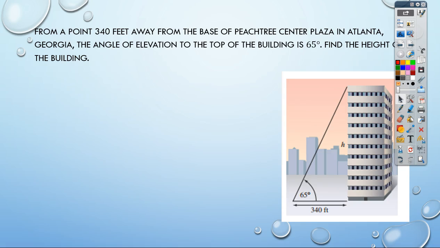All right, so here we go. From a point 340 feet away from the base of the Peachtree Center Plaza in Atlanta, the angle of elevation to the top of the building, right here's the angle of elevation. Why is it elevation? Because I'm looking up to the top of the building. It is 65 degrees. Find the height. Again, angle of elevation goes up from horizontal.